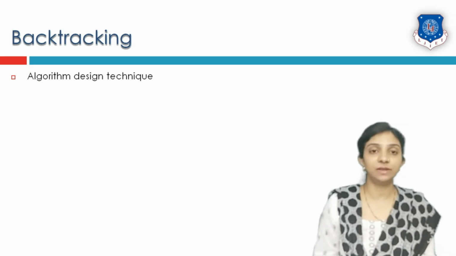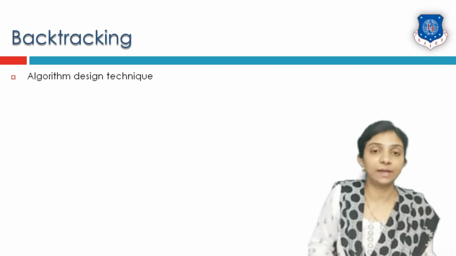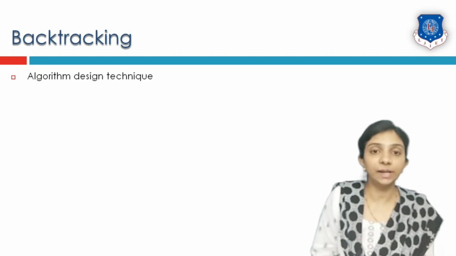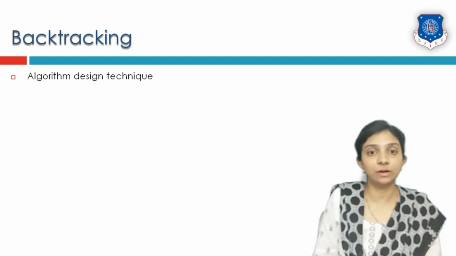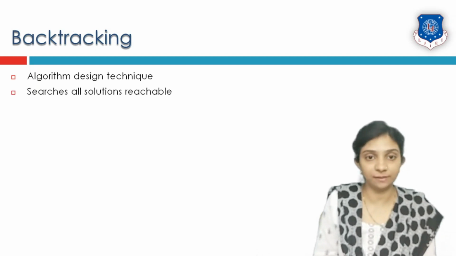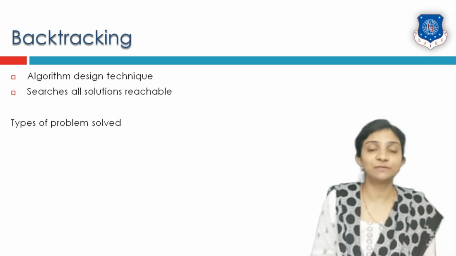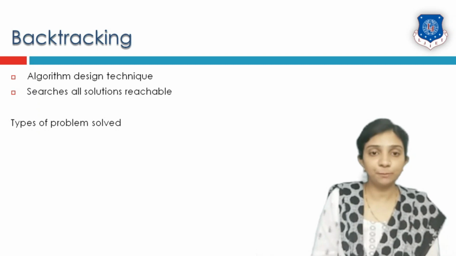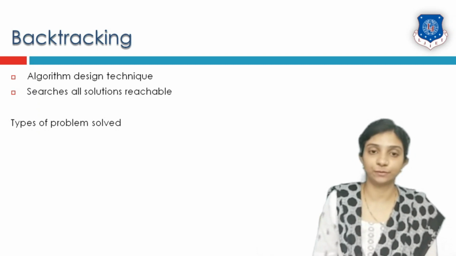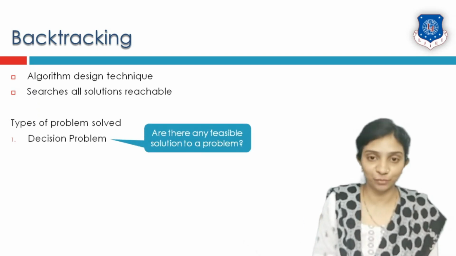Backtracking method is an algorithm designing technique just like dynamic programming and greedy strategy. Backtracking is also a design or programming technique. It searches all solutions which are reachable from a current problem. What are the problems that are being solved using backtracking method? So backtracking method solves 3 types of problem.